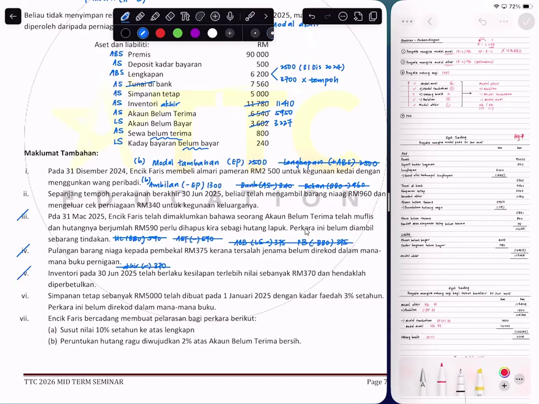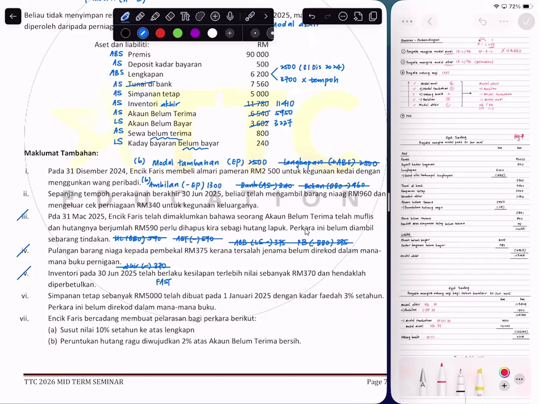Number 6, simpanan tetap 5,000 that we keep since 1st January 2025. Huh? What it meant? Okay, let's check the simpanan tetap. Simpanan tetap, we have 5,000. It is 5,000 here also. That means your simpanan tetap has been recorded. So our main focus here is not the simpanan tetap. Our main focus here is actually the date together with the interest rate, the faedah for simpanan tetap. So let us calculate the faedah atas simpanan tetap.